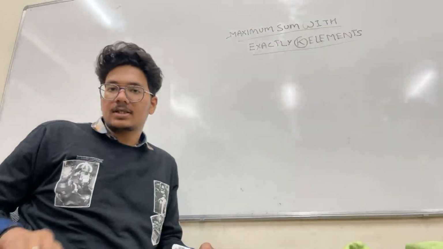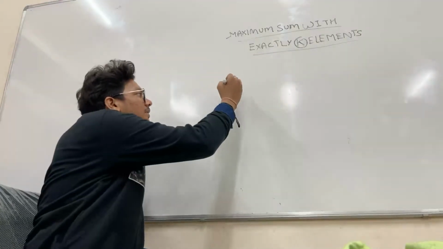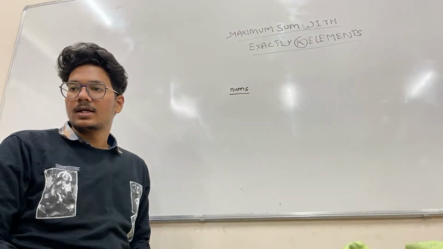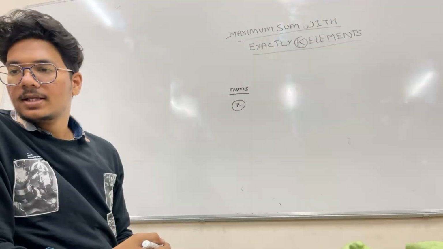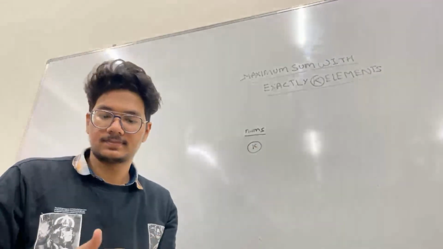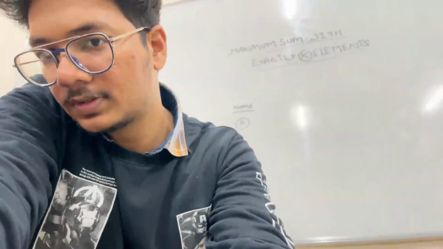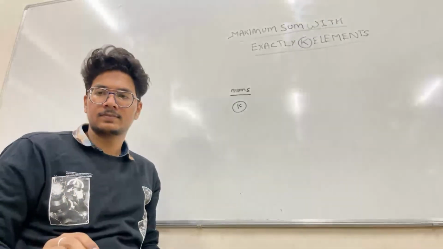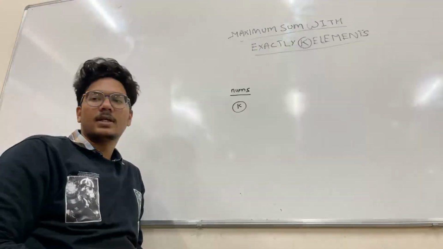As the question mentioned, you are given a zero-indexed integer array called nums, and an integer k is given. So we have nums given and k is given.